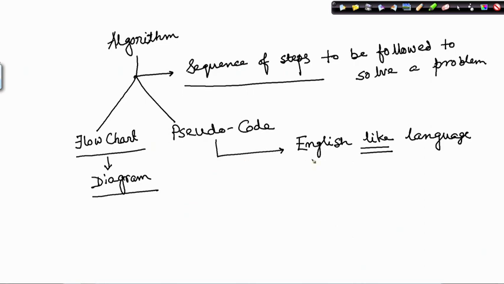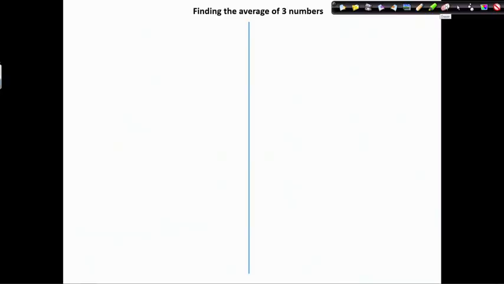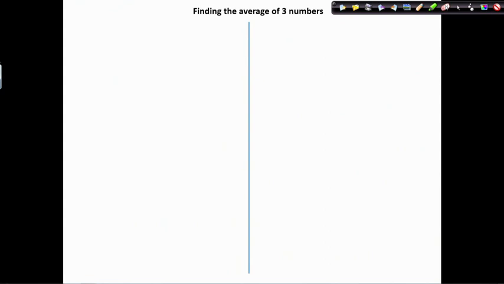Now, we will show both the flowchart and pseudocode with respect to some of the problems that we had discussed earlier. So, let us start with finding the average of three numbers. This is the simplest possible problem that we can solve. We will start with the start node. We are trying to draw a flowchart.